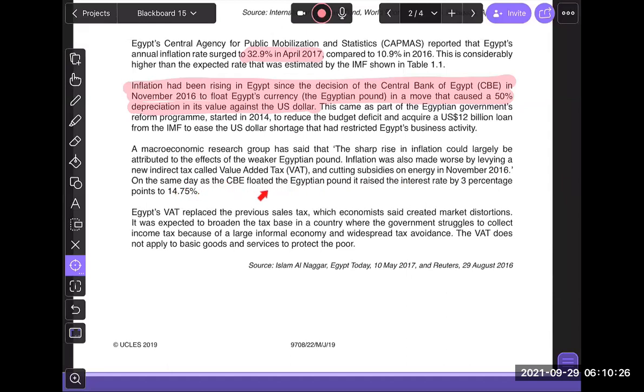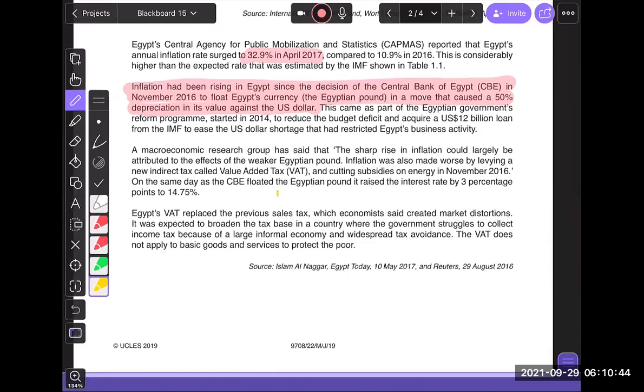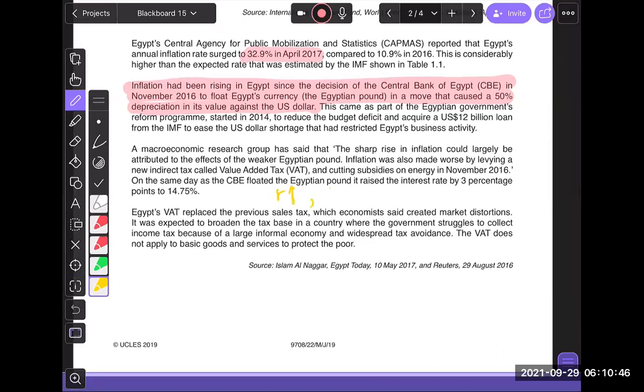On the same day as the CBE floated the Egyptian pound, it raised the interest rate by 3 percentage points. So at the same time as they were depreciating or devaluing the currency, they also increased the interest rate. So interest rates were going up at the same time as the exchange rate was going down. Egypt's VAT replaced the previous sales tax, which had created market distortion.